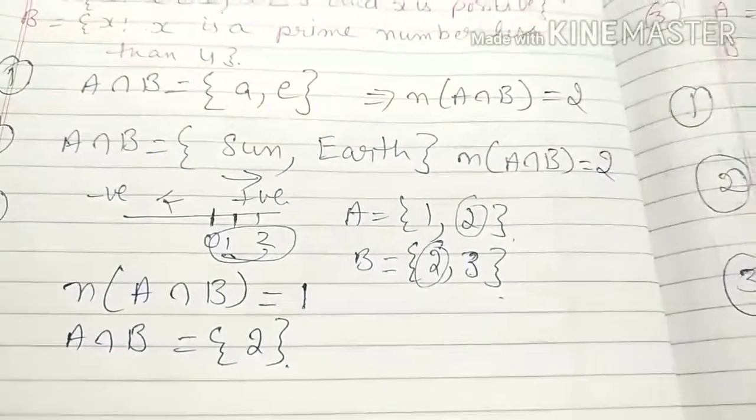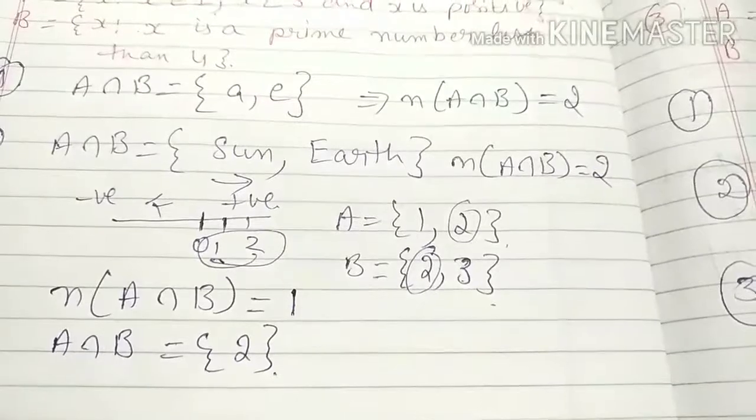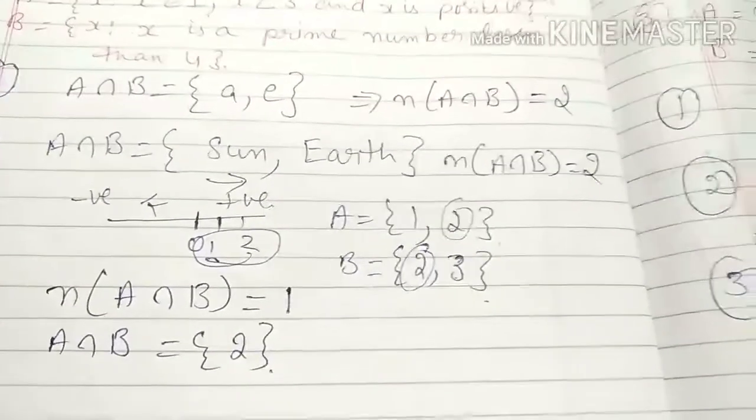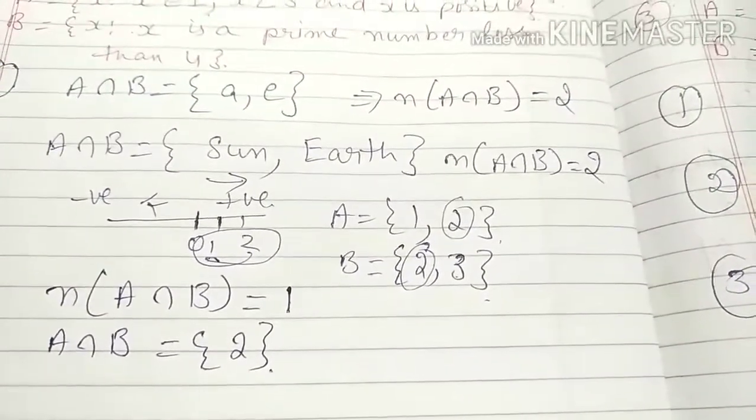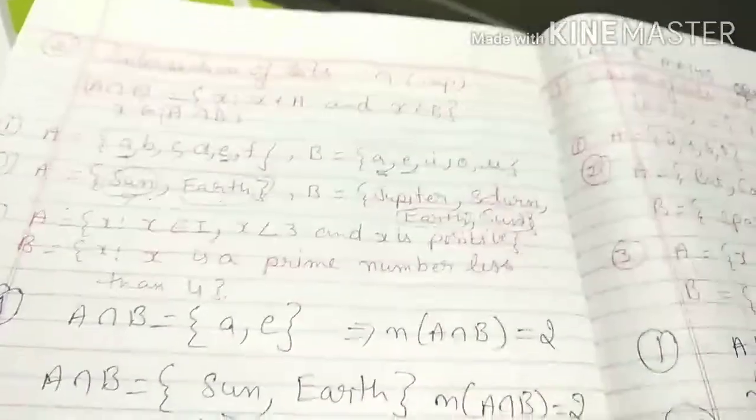So that is what we have done today. Union of sets means you have to write all the elements of whatever sets are given to you, but a repeated element should be written only once. And intersection of sets means you have to write only the common elements.